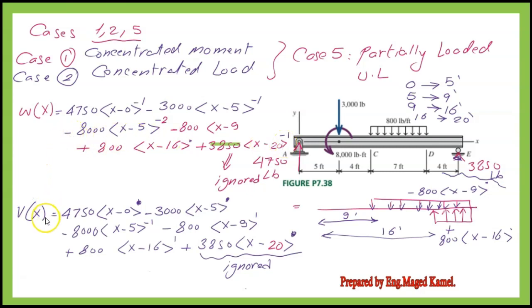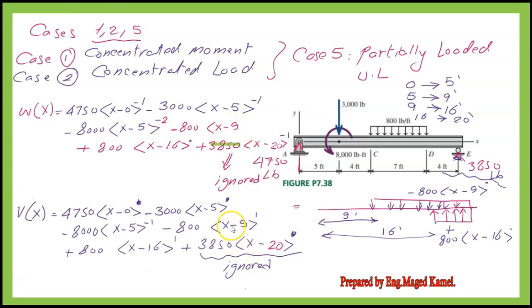Integrate one time, so we have V of x equal 4,750 multiplied by x minus 0 raised to the power of minus 1 plus 1, which is 0, minus 3,000 multiplied by x minus 5 raised to the power of 0, minus 8,000 multiplied by x minus 5 raised to the power of minus 1, minus 800 multiplied by x minus 9 raised to the power of 0.